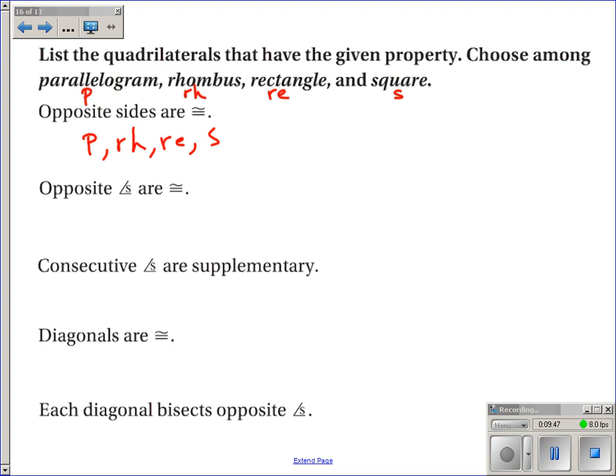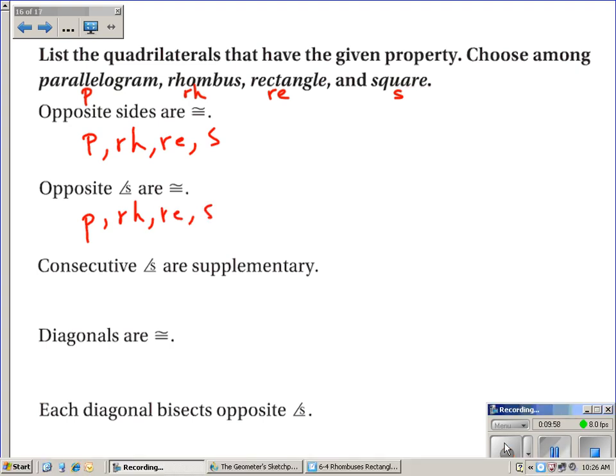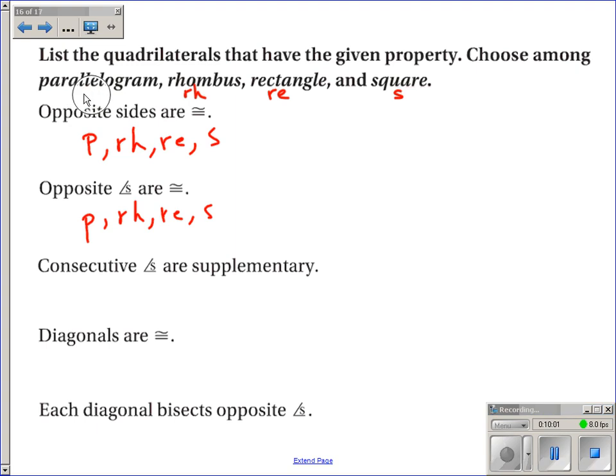Okay, opposite angles are congruent. That's a property again of parallelograms. And so it's true for rhombuses, rectangles, and squares. Actually, on second thought, I don't want you to copy my notation when you do your homework. So let me go back and rewrite these out. This is parallelogram.